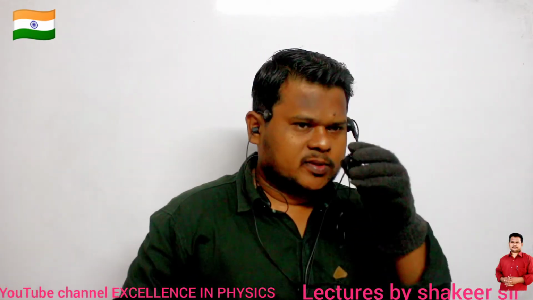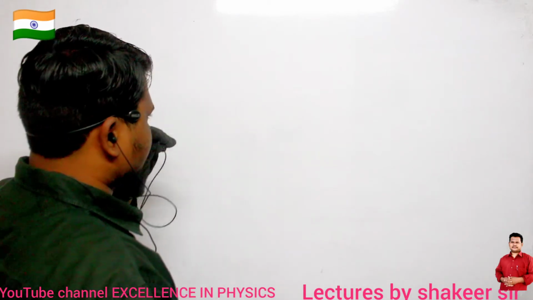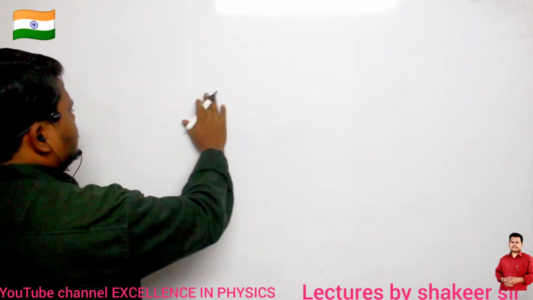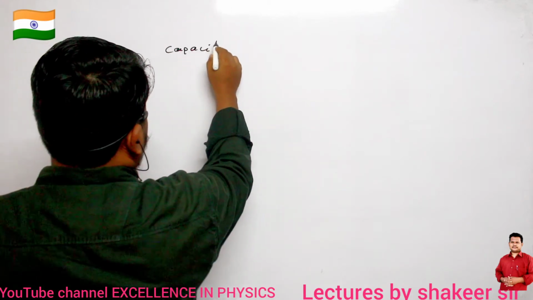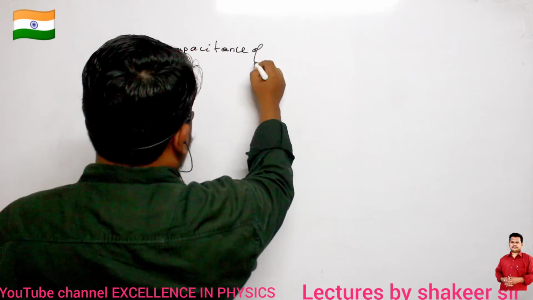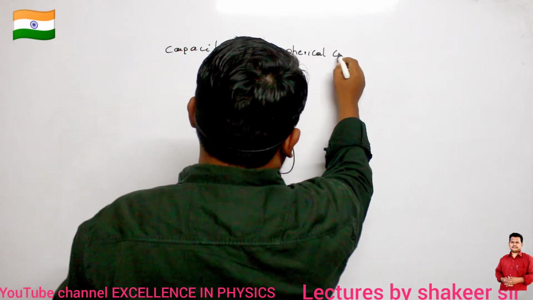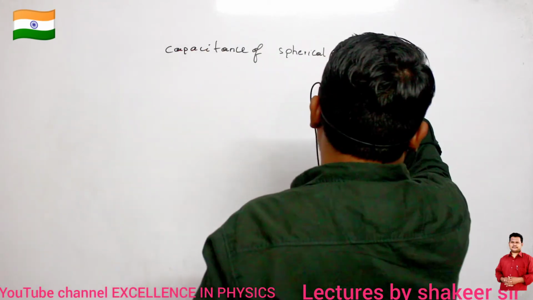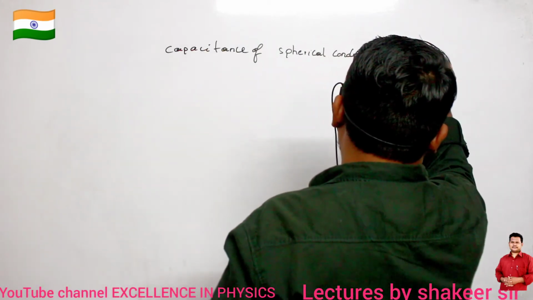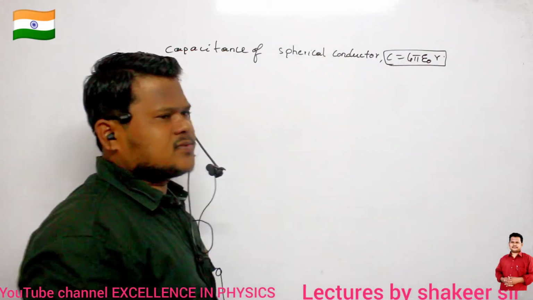So in the last class, we were studying about capacitance, no? Okay, let us see from there. Capacitance of a spherical conductor: what we have calculated was C is equals to 4 pi epsilon naught into R. This is what we have studied in the last class, no?